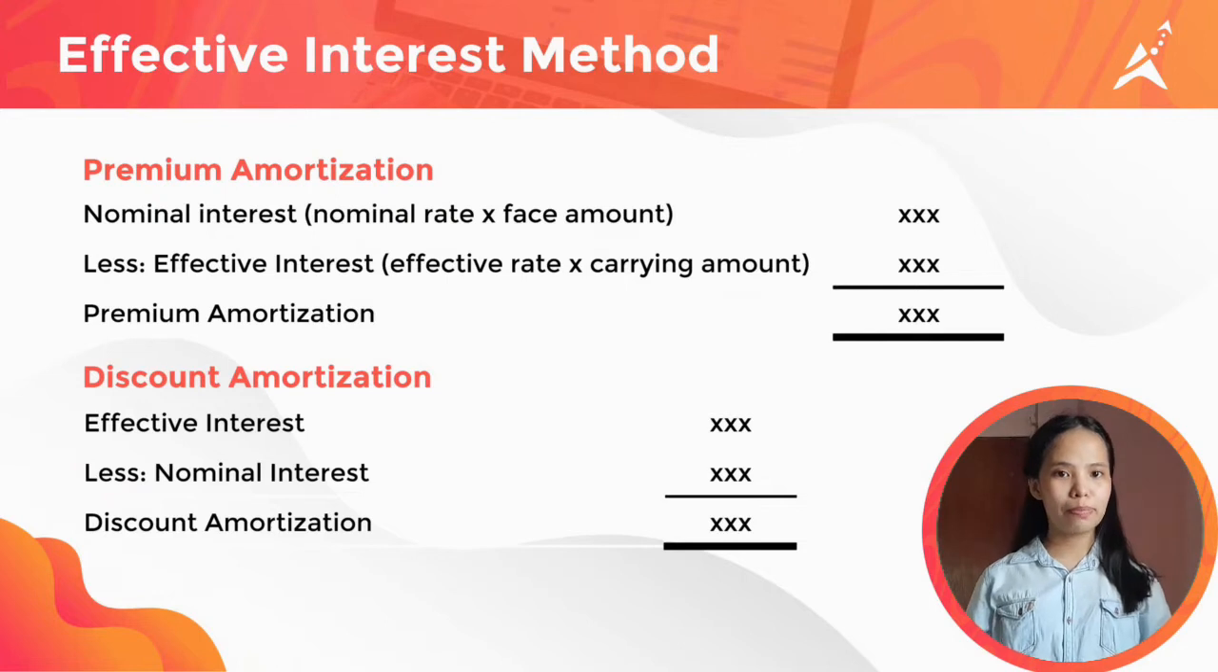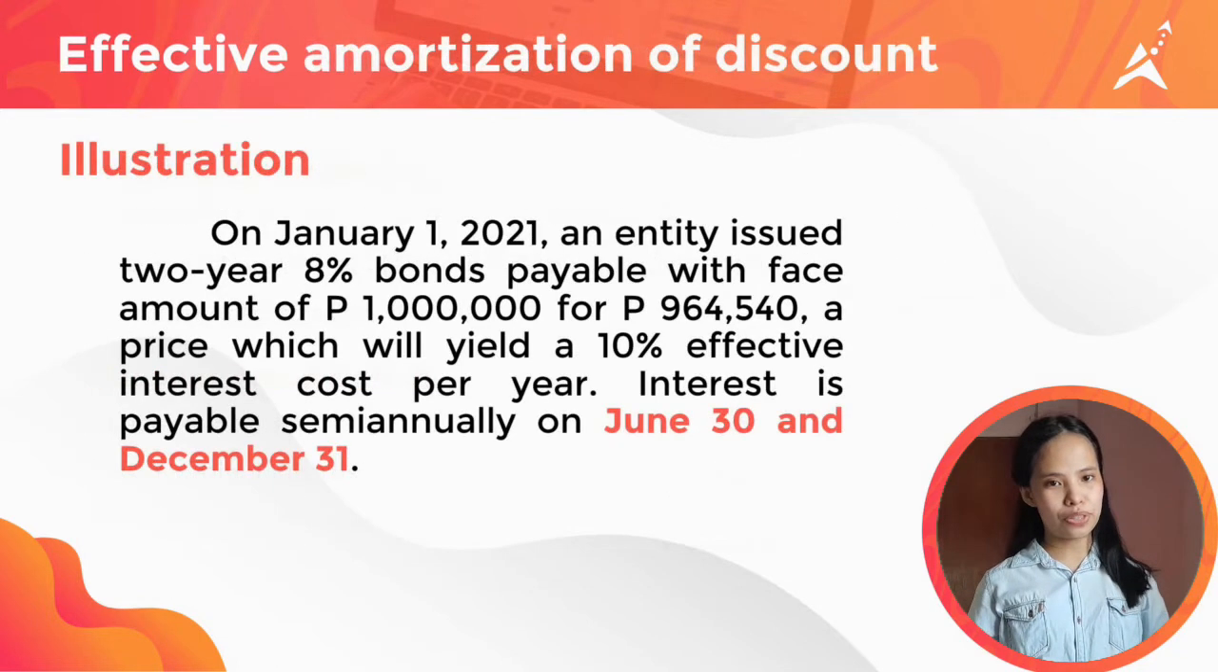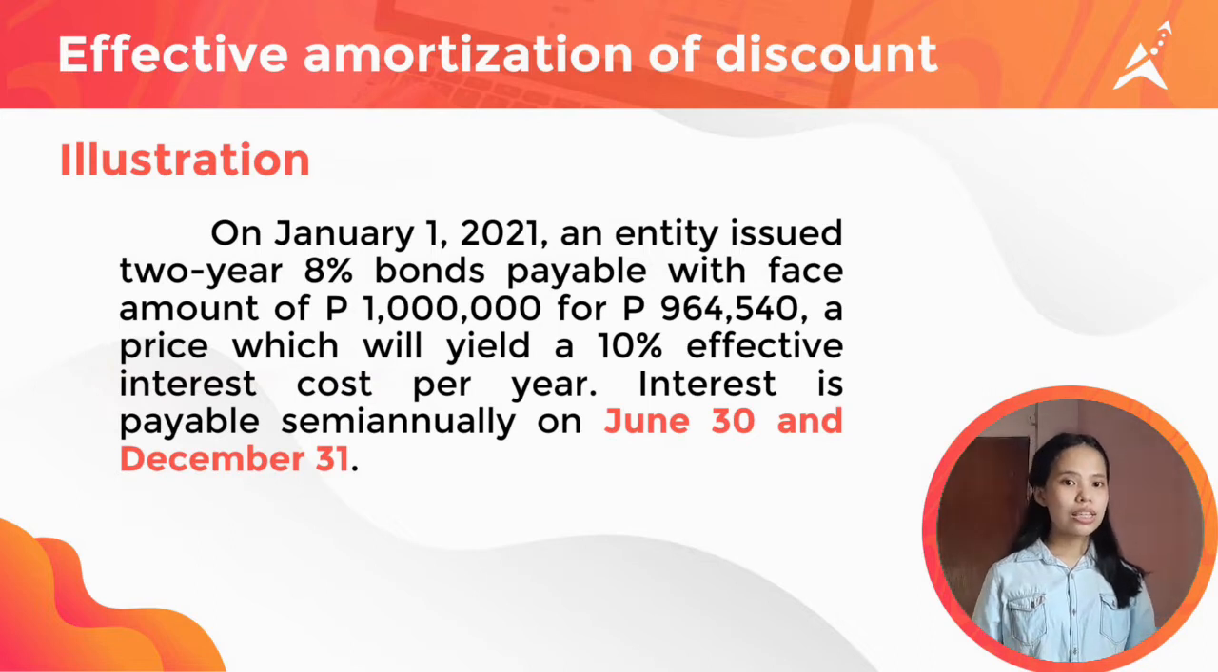Now let's solve a problem about effective amortization of discounts. You can open your book on page 200. On January 1, 2021, an entity issued 2-year 8% bonds payable with face amount of 1 million pesos for 964,540 pesos, a price which will yield a 10% effective interest cost per year. Interest is payable semi-annually on June 30 and December 31.